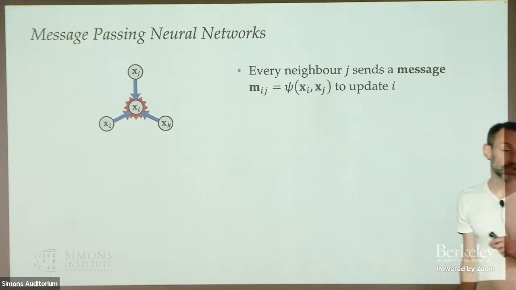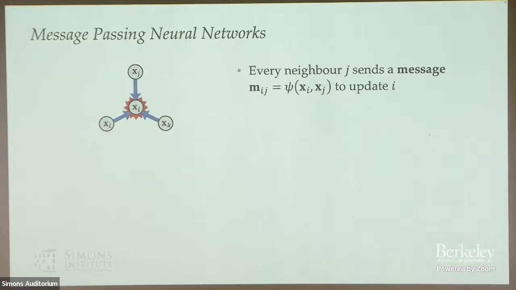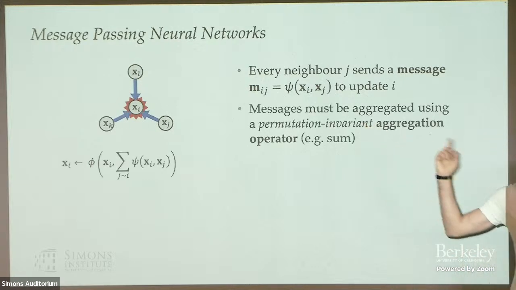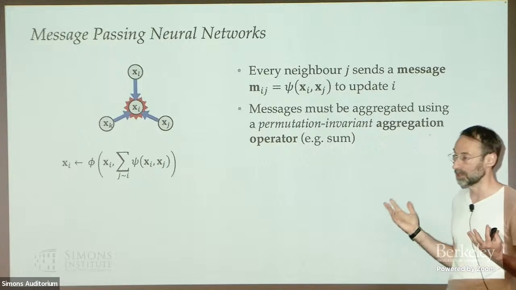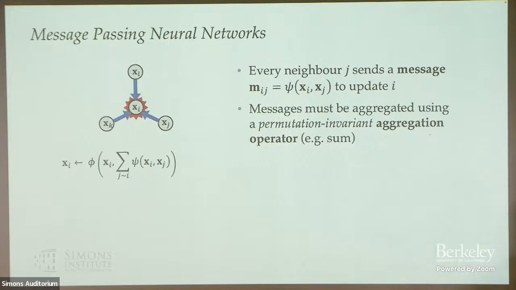This is some function that takes as input the features of the node and the neighbor, and sends this message to update the features of the node itself. Now, what is important is that we don't have a canonical ordering of the neighbors. So any way that we aggregate this information must be permutation invariant, right? For example, we can use the sum or the maximum.